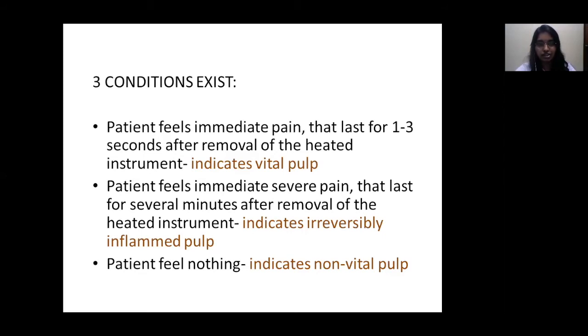There are three conditions in the heat test. If the patient feels immediate pain that lasts for 1 to 3 seconds after removal of the heated instrument, it indicates a vital pulp. If the patient feels immediate severe pain that lasts for several minutes, it indicates an irreversibly inflamed pulp. And if the patient feels nothing, it indicates a non-vital pulp.